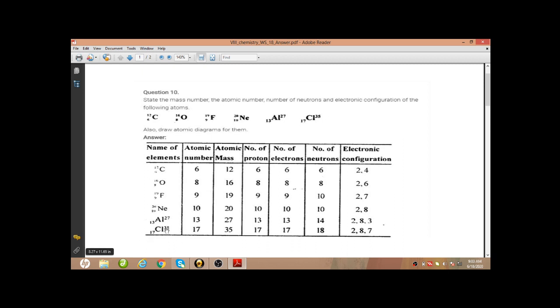Now chlorine 35, 17. Atomic number is 17, atomic mass 35, number of protons 17, number of electrons 17, number of neutrons will be 35 minus 17, that is 18. Electronic configuration is 2, 8, 7. So for chlorine the valence shell is the third shell only, the M shell, and the number of valence electrons will be 7.